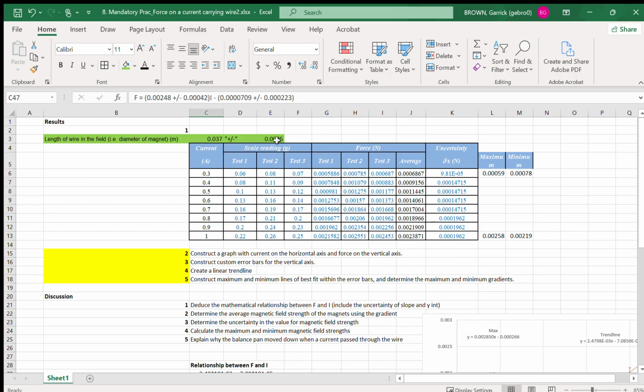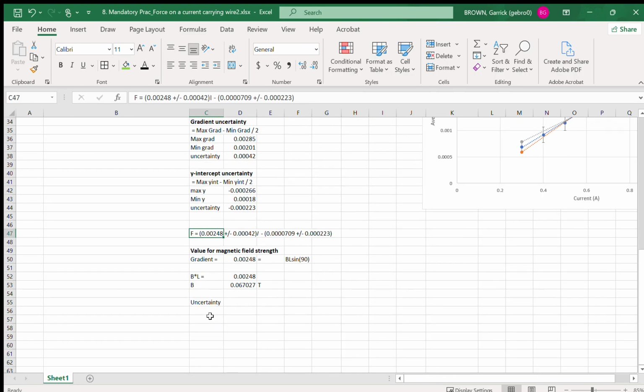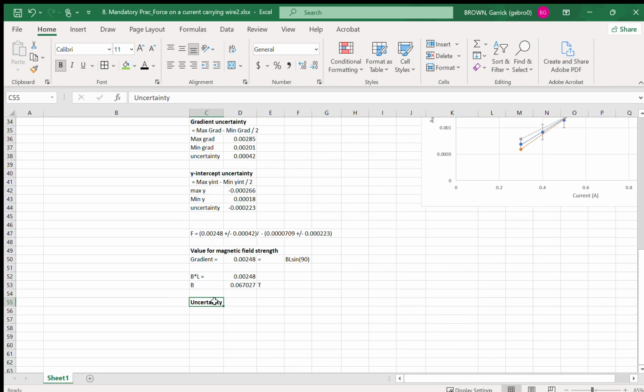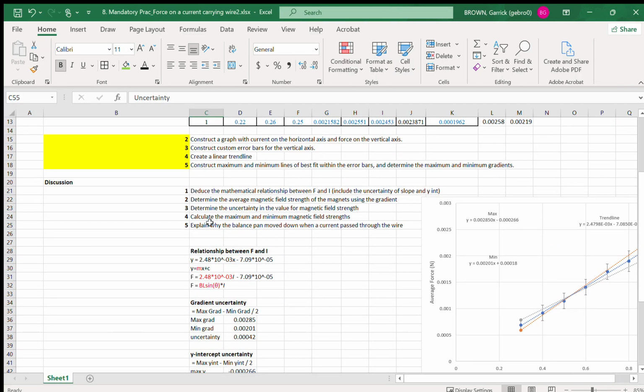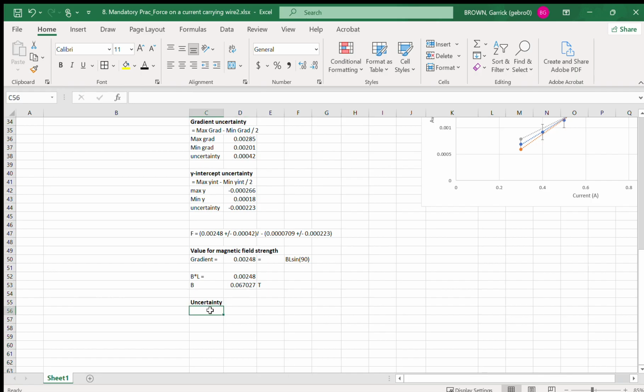The thing here that we need to note is for our uncertainty values, yep, that's what we're doing, step 3, so we've done step 1 and 2. For our uncertainty values, they are in set units. If you think about it, the gradient is equal to the magnetic field strength times the length, so the gradient uncertainty is actually in like Tesla meters, okay?